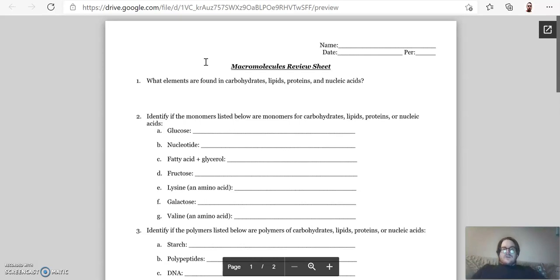Okay, does anybody have any questions about that card sorting table we just did, or this assignment here?